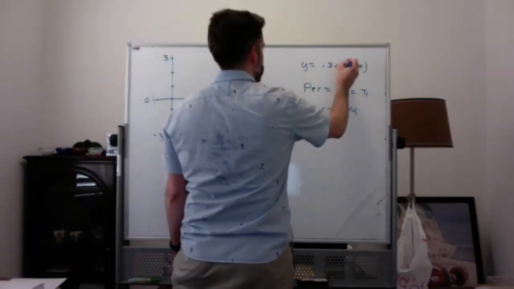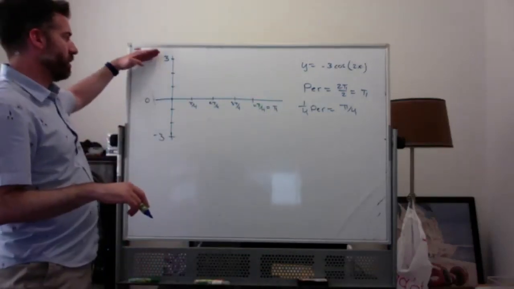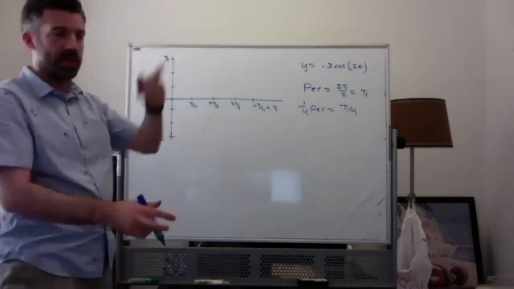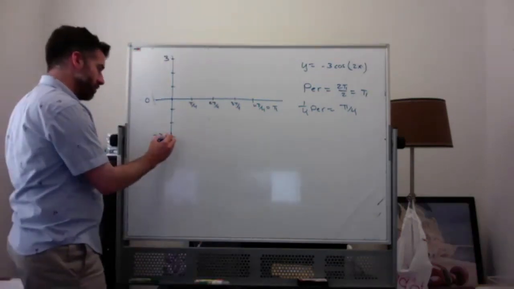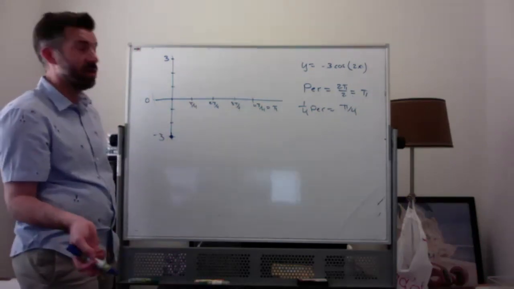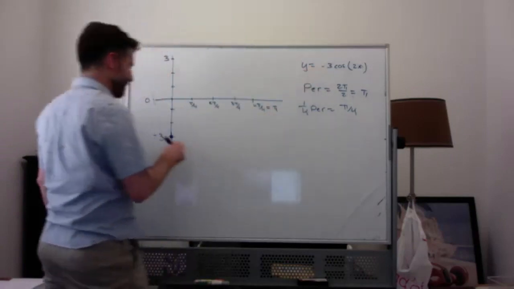Cosine. So cosine would usually start high and then go middle and then low and then middle and then high. But since it's flipped over, it's going to start low. You can also plug in 0. If you plug in 0, cosine of 0 is 1, and negative 3 times 1 gives you negative 3.